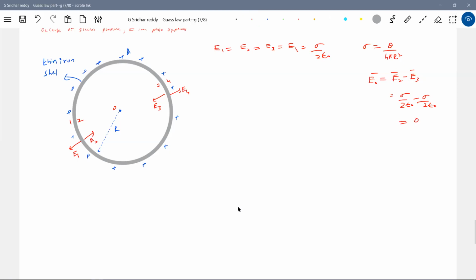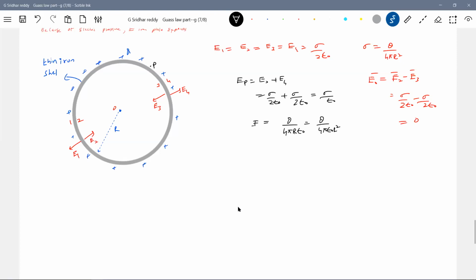Now, what is the field strength just outside, somewhere here, near the shell? It should be sigma by epsilon. The reason for that: what is the field strength at point P? Field strength at point P is given by all contributions, E2 and E4. Sigma by 2 epsilon naught, sigma by 2 epsilon naught. You add up. And you know sigma, substitute here, Q by 4 pi R square epsilon naught.